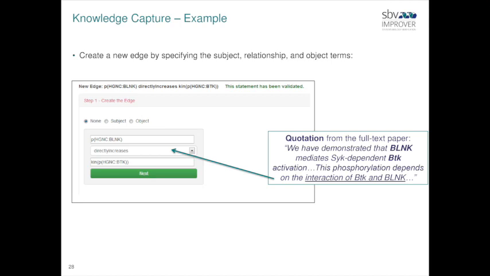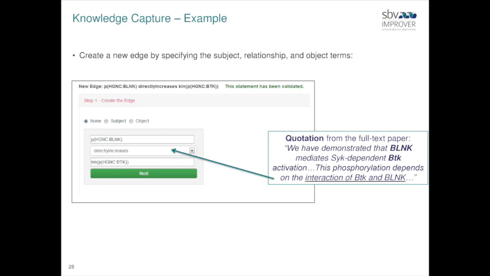Then here we can specify that we found that the protein abundance of BLNK directly increases the kinase activity of the BTK protein. And so in this specific example, the quotation we would include would read, we have demonstrated that BLNK mediates SYK-dependent BTK activation. An additional important piece of evidence here would be that the phosphorylation depends on the interaction of BTK and BLNK. And so this direct interaction indicates that we should script this new statement as directly increases, because there is a physical interaction between those two proteins. And then in this dialog box, we would simply indicate your source term, BLNK, indicates that it increases the kinase activity of BTK.